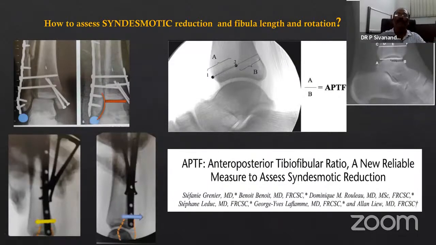Another important thing you can see here is that the posterior border of the lateral malleolus is exactly at the articular surface area. And the fibula occupies the posterior two-thirds of the articular area of the tibia, and the anterior one-third is left over. This is how we can assess the fibular translation, anterior or posterior.